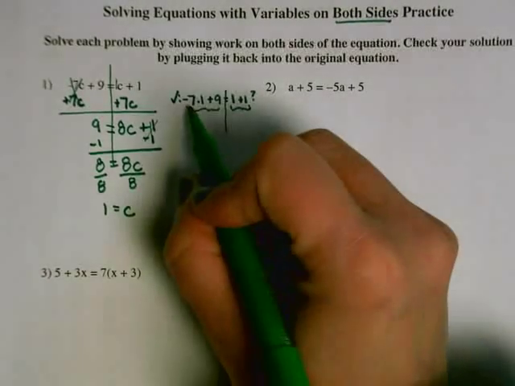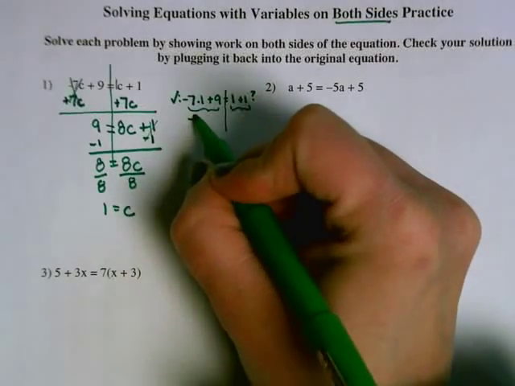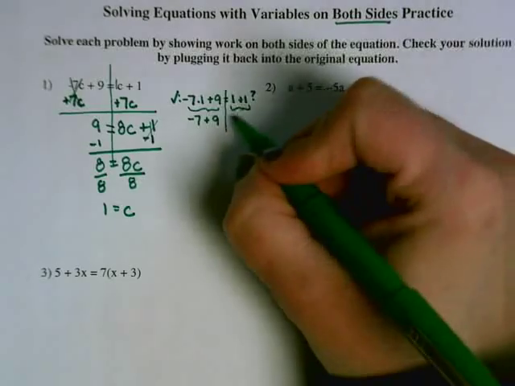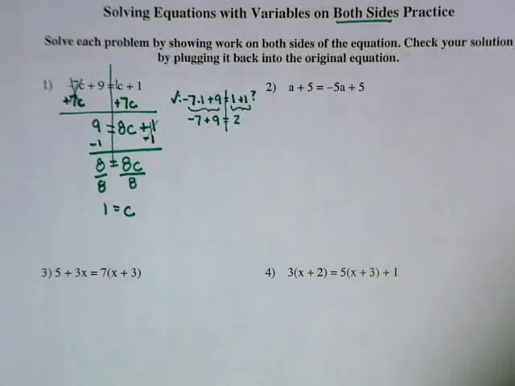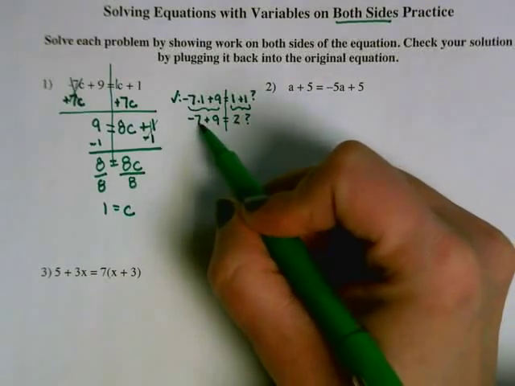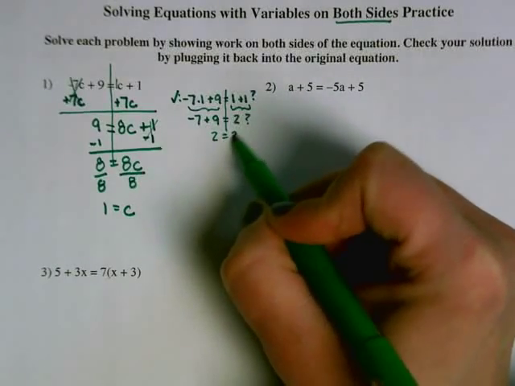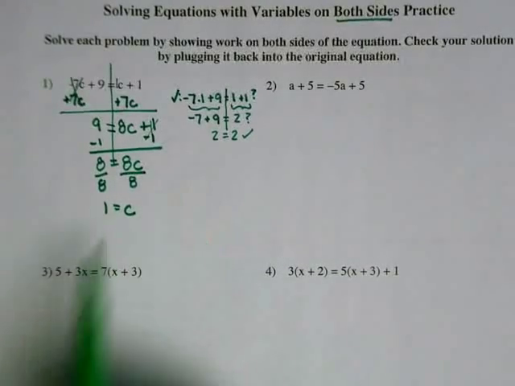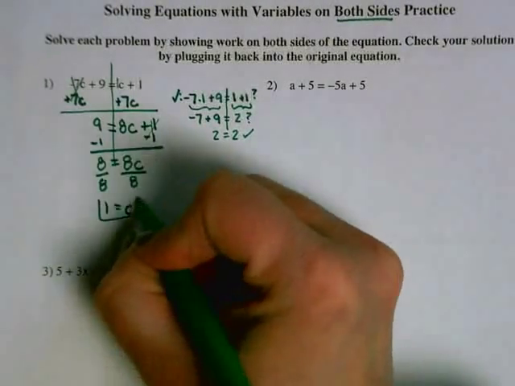So what is -7 times 1? Well, that's just -7, still plus 9. What is 1 plus 1 over here? 2. Does -7 plus 9 equal 2? Yeah, because -7 plus 9 is 2. So we get all the way to, yes, it is a true statement, so that true statement means that c equals 1 is a correct solution.